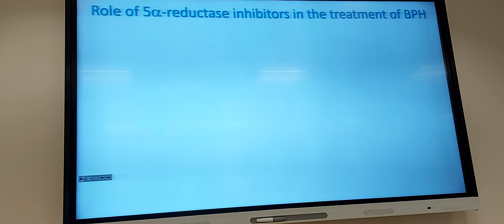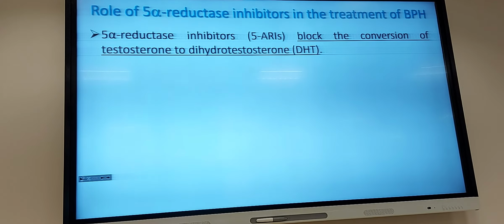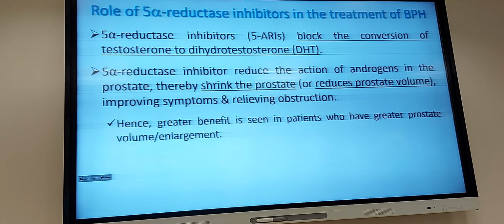Okay, so what will be the role of inhibitors? As we just discussed, 5-alpha-reductase inhibitors will block the conversion of testosterone into dihydrotestosterone. So they will reduce the action of androgens on the prostate, and thereby they will shrink the prostate size, or reduce the prostate volume, in other words, because in prostate we talk about volume in ml, and therefore it will improve the symptoms and relieve the obstruction. Okay.